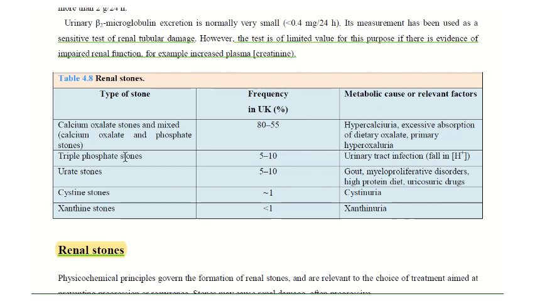النوع الثاني triple phosphate stones. Metabolic cause or relevant factors مالت urinary tract infection, the fall in hydrogen concentration. Urate stones، metabolic cause or relevant factors مالت الgout, myeloproliferative disorders, high protein diet, والuricosuric drugs. والcystine stones، metabolic cause or relevant factors مالتها cystinuria، والxanthine stones بالxanthinuria.